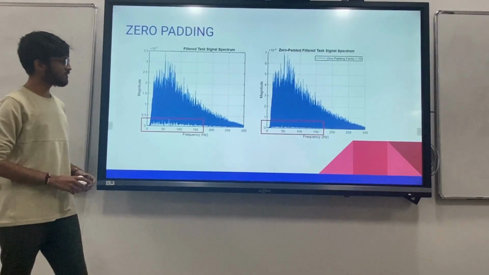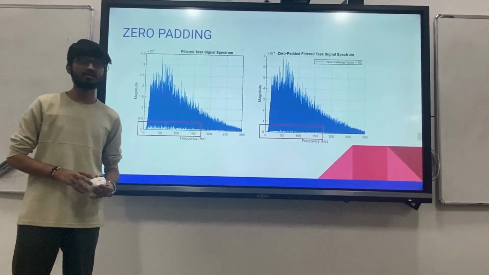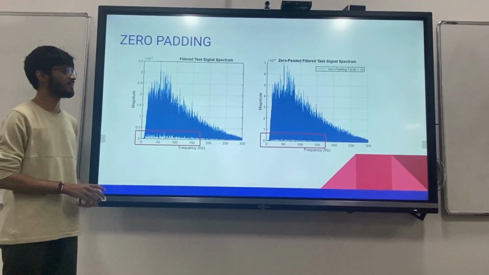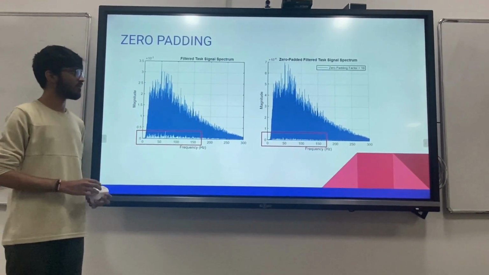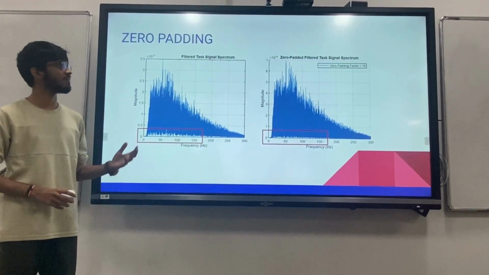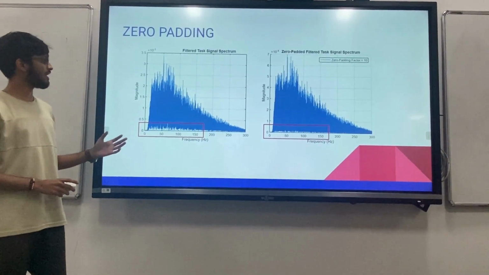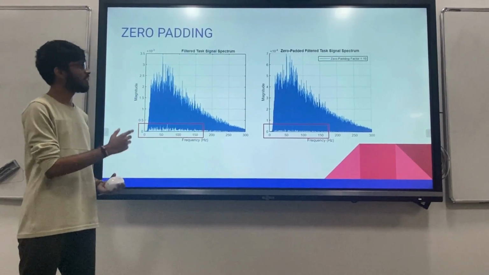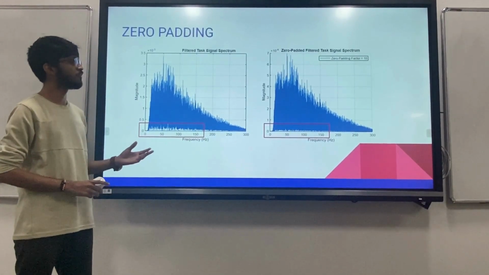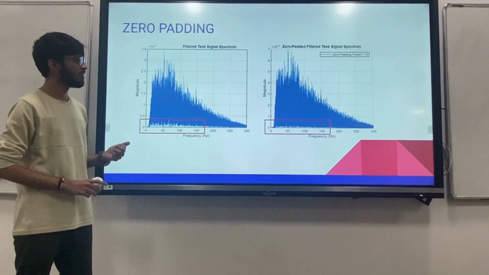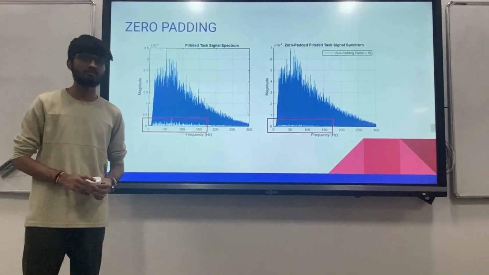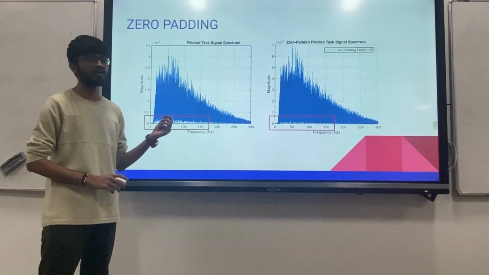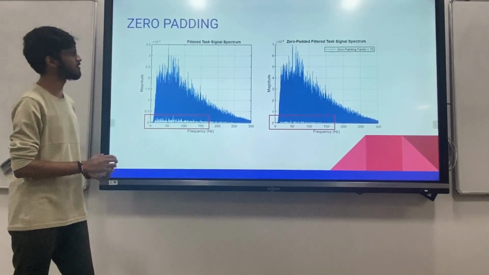The next step which we did was zero padding. So zero padding is another important concept that is used in various industries and any application using signal processing. The major benefit of zero padding is it improves DFT resolution, and it is helpful in removing spectral leakage, which can be caused when we have a bin at a non-integral multiple of the sampling frequency.